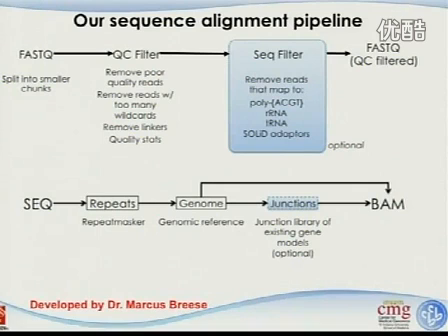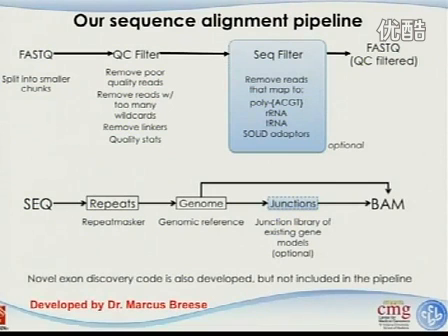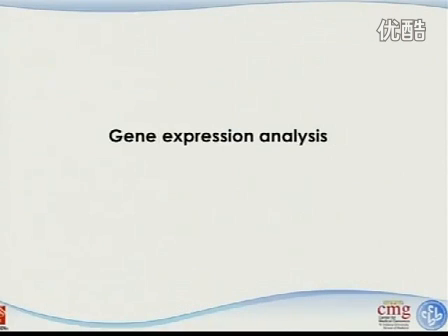So this is the strategy that my lab is using. We know that we're missing something, but given the limitations of the current approaches, I don't have a better way to do it. Another thing is the novel exon discovery code, which identifies novel exons based on the sequence reads. We also have the code to do that, but it's not included in the general pipeline that we have.